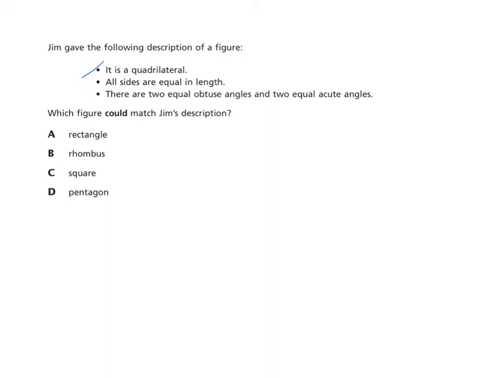Quadrilateral. Okay, which ones are quadrilaterals? Well, a rectangle is a quadrilateral, so we're good with that. A rhombus is another quadrilateral. Again, quadrilateral means 4 sides. Quad for 4, lateral, lines or sides. A square is another quadrilateral. A pentagon, penta means 5, and this means a 5-sided figure. That one's out. So because we need a quadrilateral, we're left with rectangle, rhombus, and square.